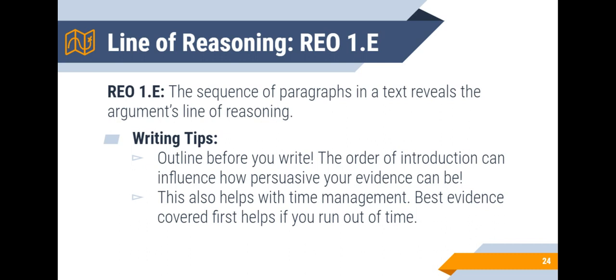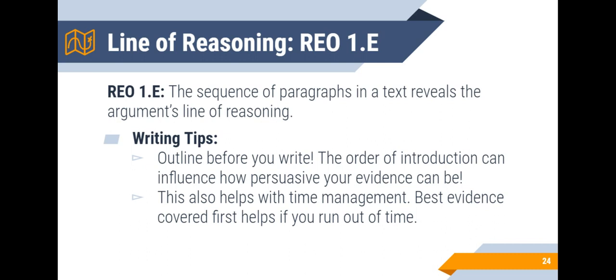in general for this section, is that if you want a good line of reasoning, you need to outline before you write. It might seem like a waste of time. It might seem like unnecessary additions there. But if you can outline before you write, the order of introduction can influence how persuasive your evidence can be. In essence, you have 5 pieces of evidence, but you know you've only got 30 minutes to write. Pick the 3 or 2 best ones and prioritize them up front.